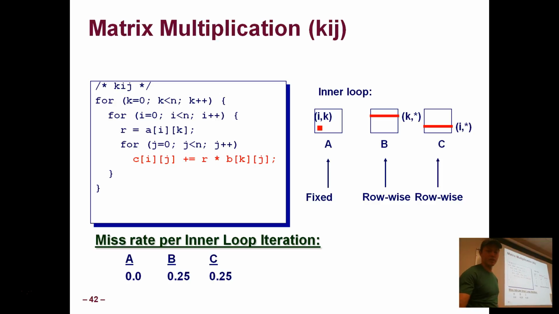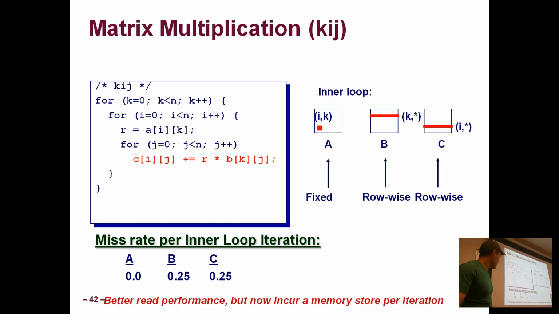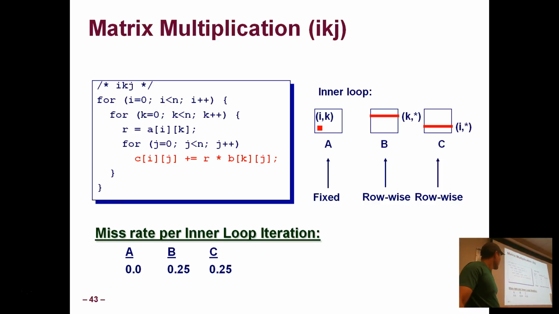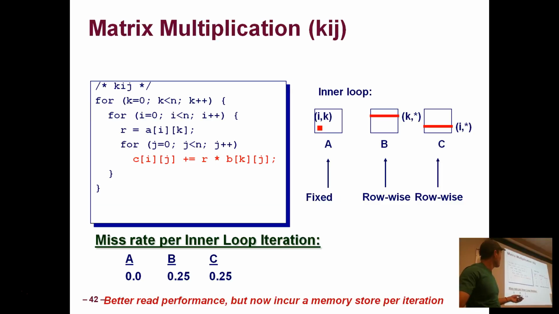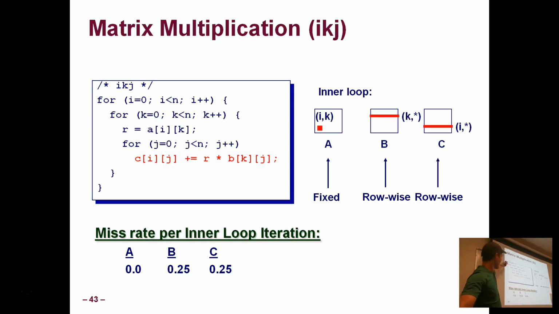That's for sure. Okay, so this is better read performance, but now you incur a memory store per iteration. But that might beat a cache miss. And then we'll find out when we run the numbers. Okay, so this was kij, you could flip the top 2 and get ikj, which is going to be the same.